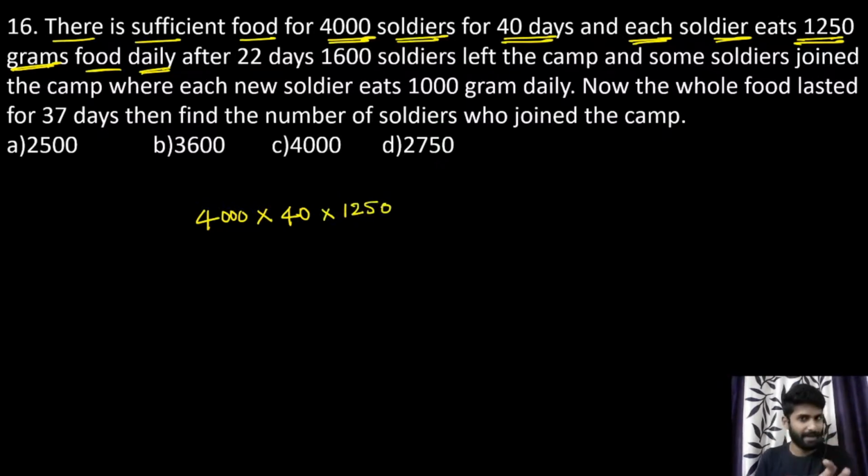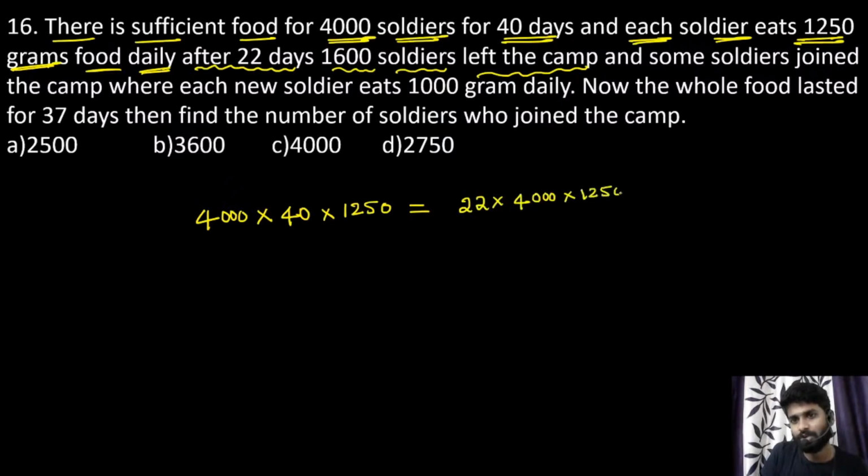Now this is the initial planning. So this was divided differently. For example, after 22 days, 1600 soldiers left the camp. What is the meaning, guys? After 22 days, someone left, which means for the first 22 days the entire strength consumes the food. That is the meaning. For the first 22 days, 4,000 members, consumption daily 1250.